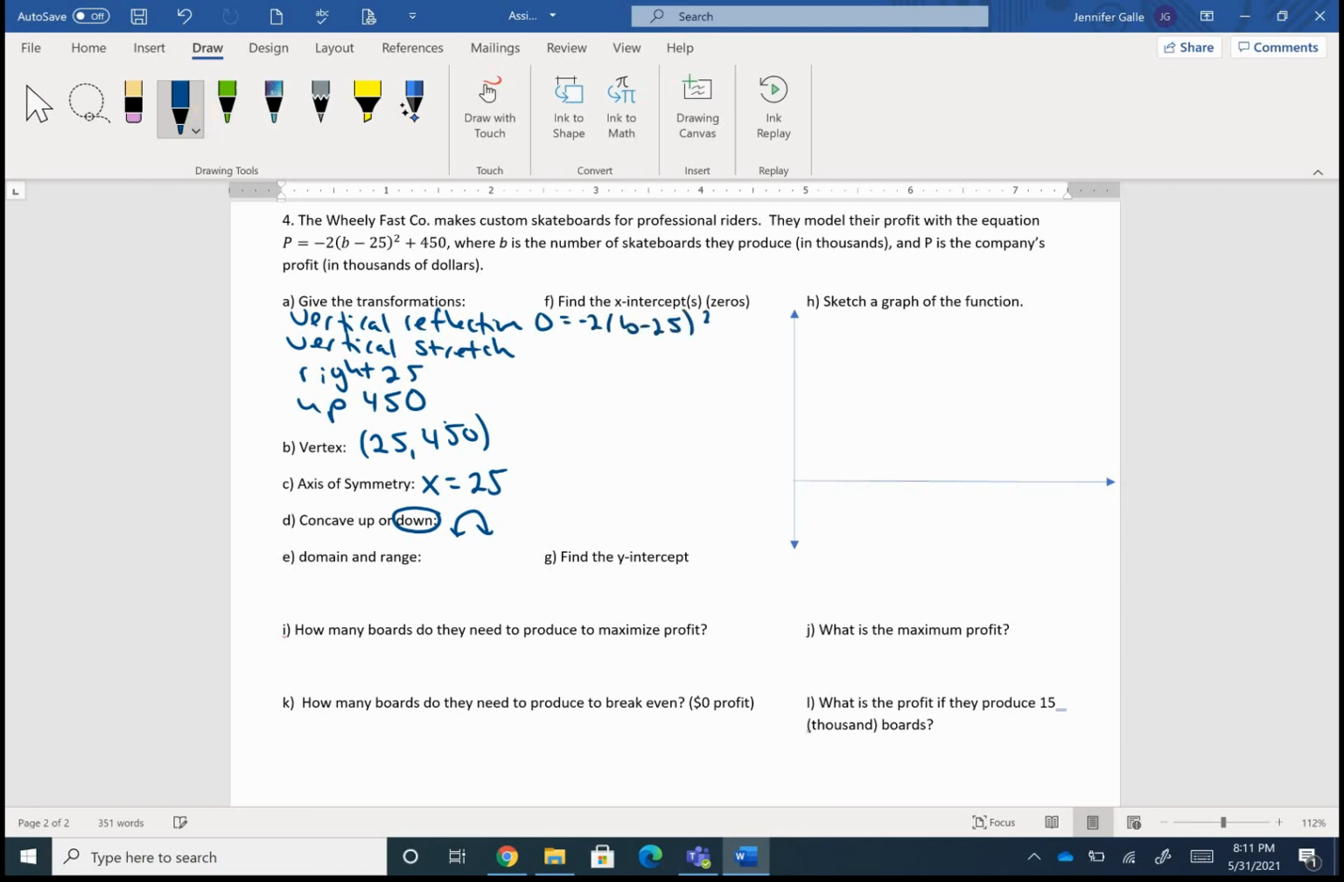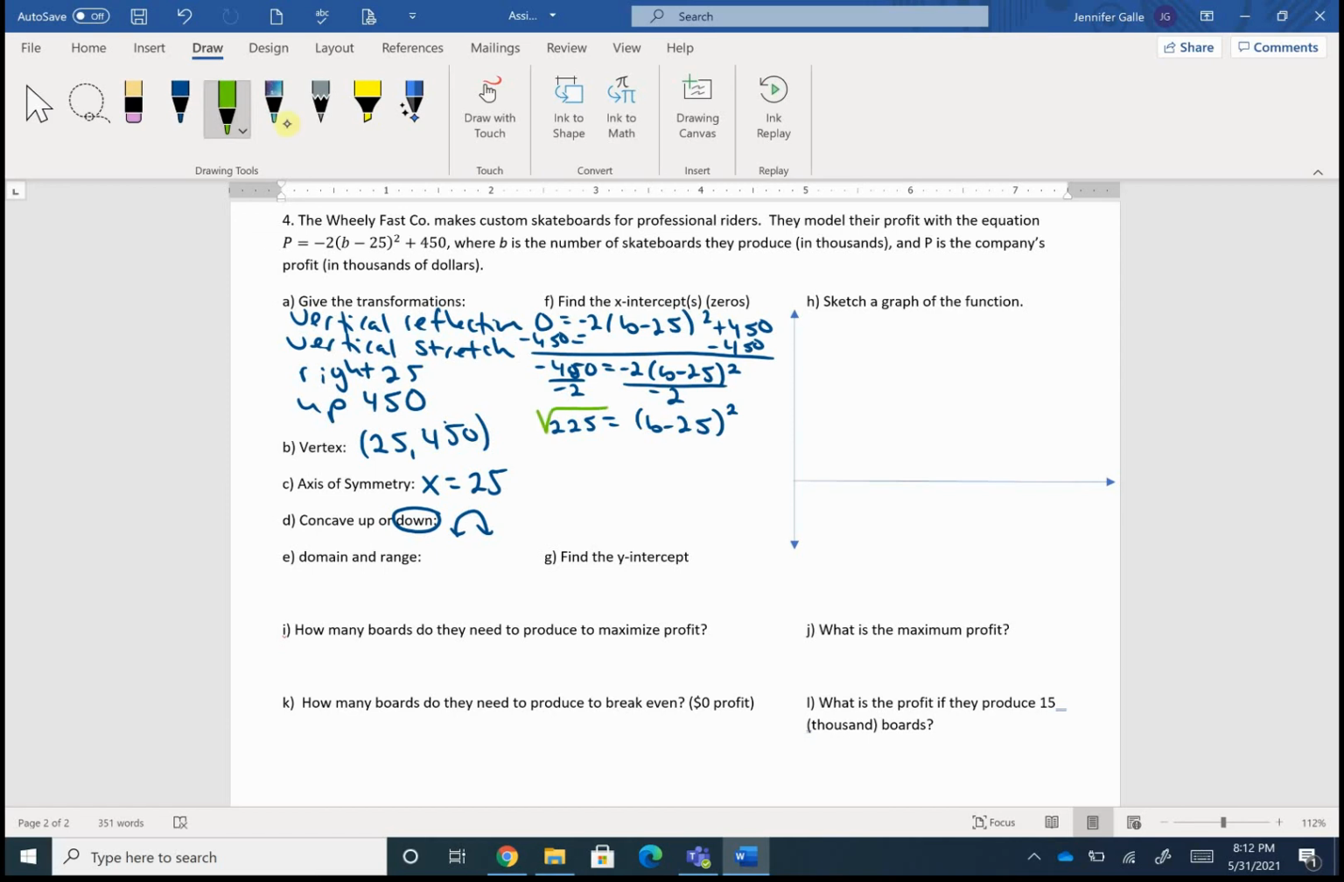And instead of an x, we have a b. If it's more helpful to you to switch out the b for an x, you sure can. We need to get our squared term by itself, so we're going to start by subtracting 450 from both sides. We cannot distribute the -2, so to undo that multiplying, we're going to go ahead and divide by -2. So we get 225 equals (b minus 25) squared.